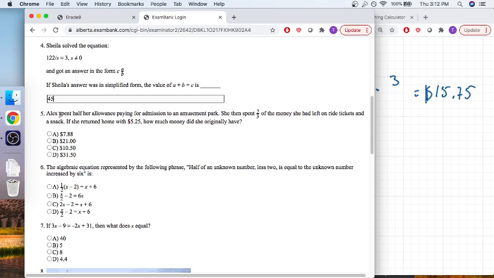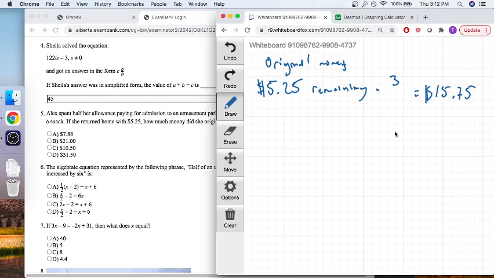And before that, Alex spent half her allowance paying for admission to the amusement park. So this is going to be half, so we're going to do 15.75 times 2. And that's going to give us 31.50 is how much money she had when she started.